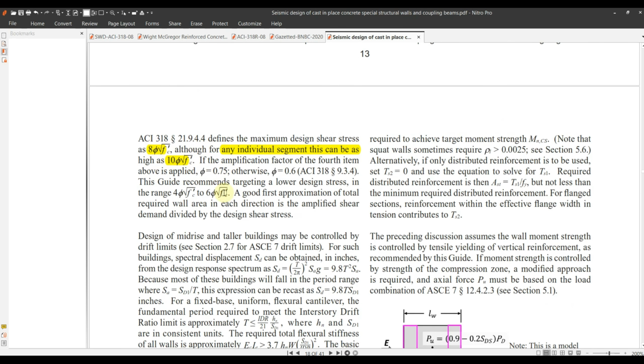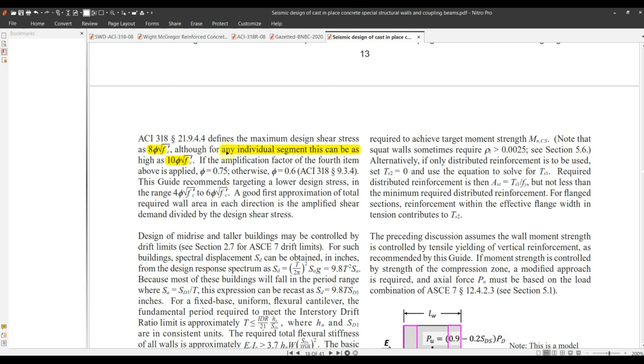So the next thing you should know is that design shear strength is Aₙ = ϕ·(8√f'c)·Acv. Okay. So that is the maximum shear capacity you can have from your wall. If shear force is higher than this, then you need to provide a higher section, a higher cross section. Okay.